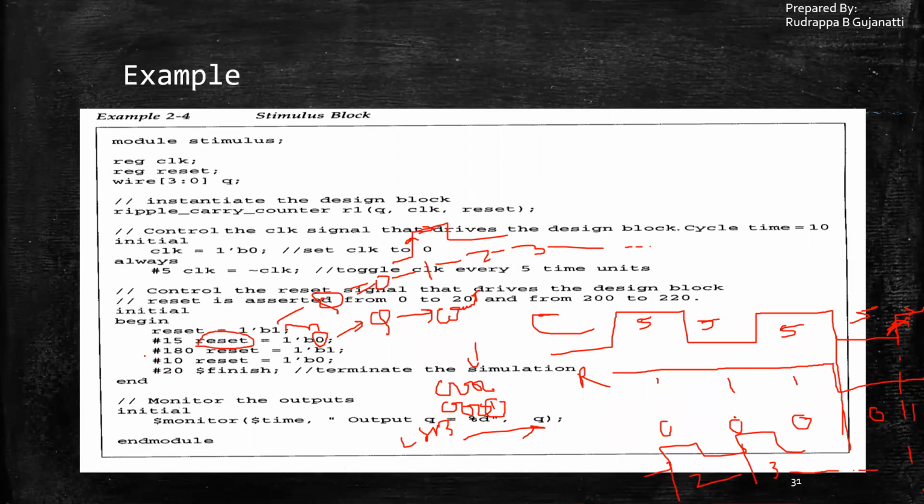Now you can see that the first 15 units are done. After that, at the 180th unit, you are making reset equal to 1. If you observe what is happening, in the actual condition, if I start 0 over here, this is the 15th unit.